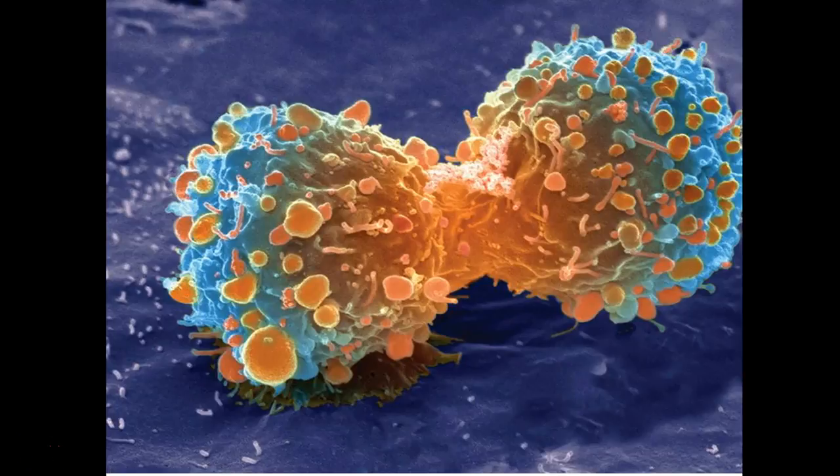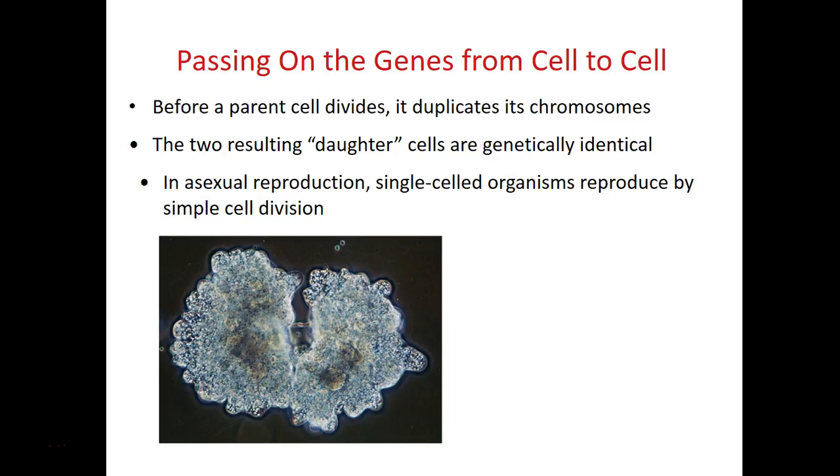This lecture is about cellular reproduction. So, in order to have an organism grow or reproduce, cells have to make new cells. And they need to pass on the genes from one cell to the next. So before a parent cell divides, it has to duplicate its chromosomes, which contain DNA.